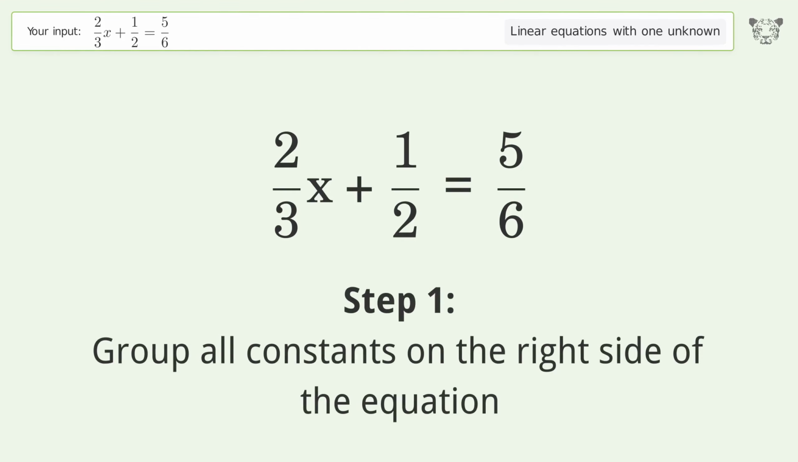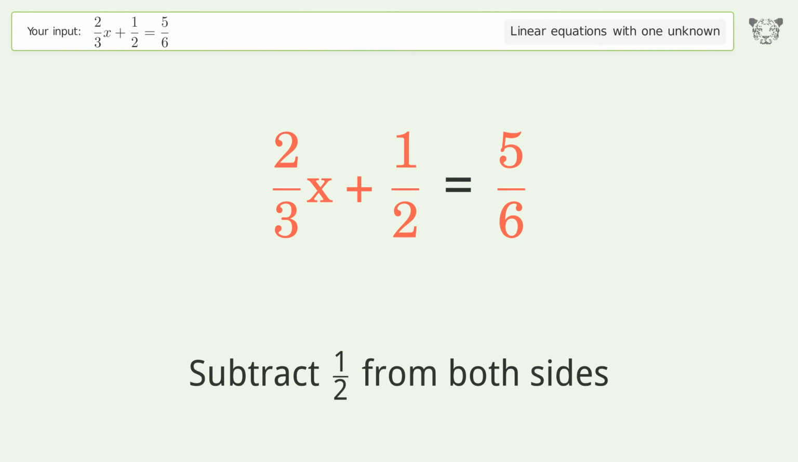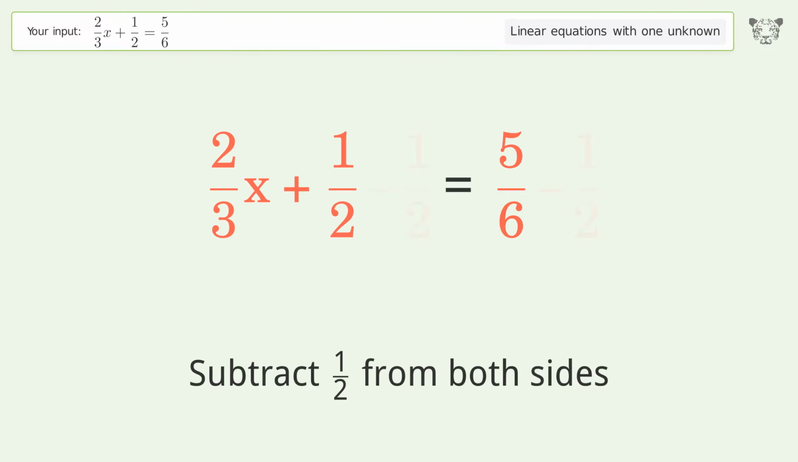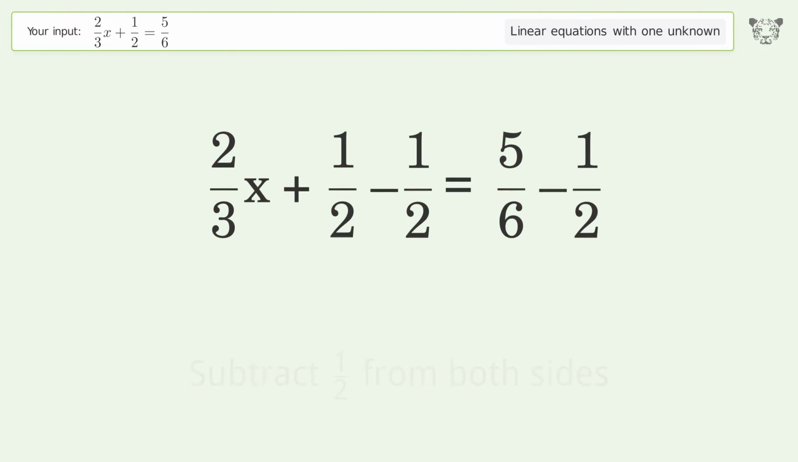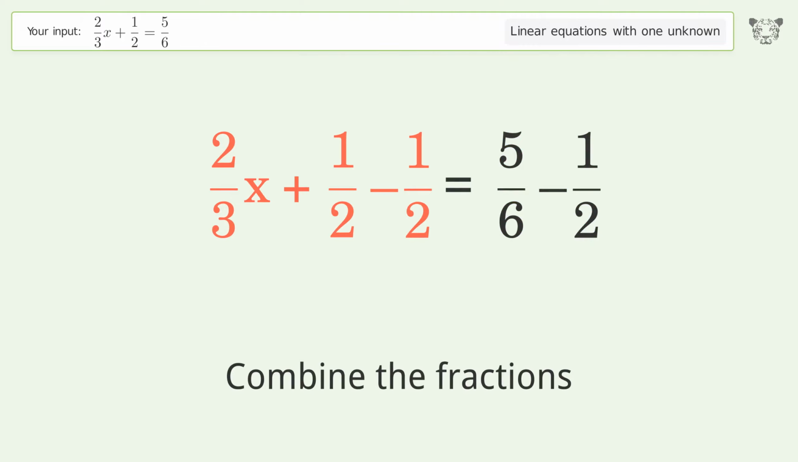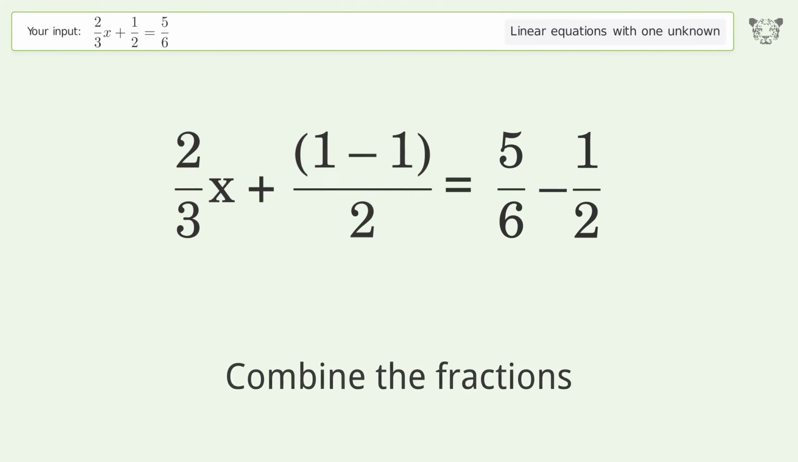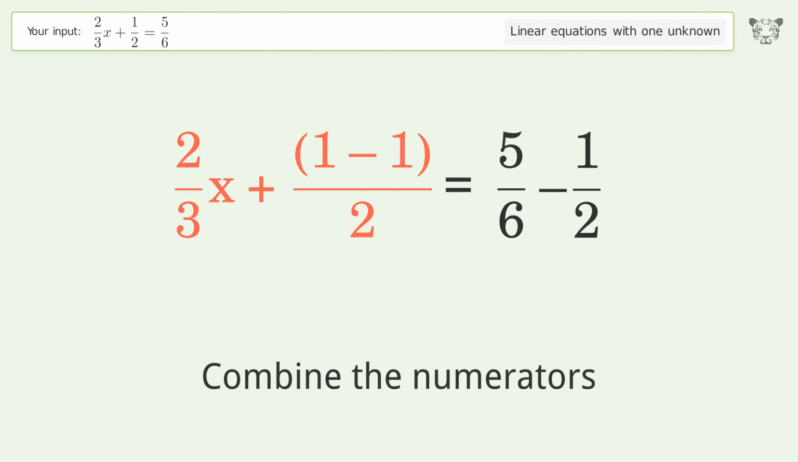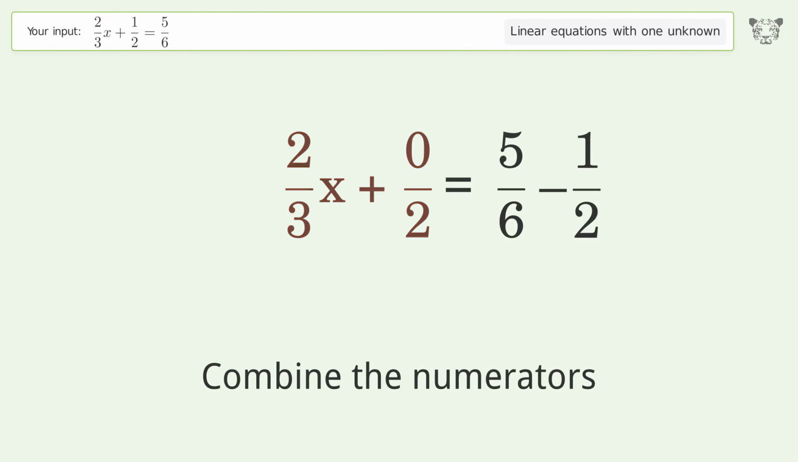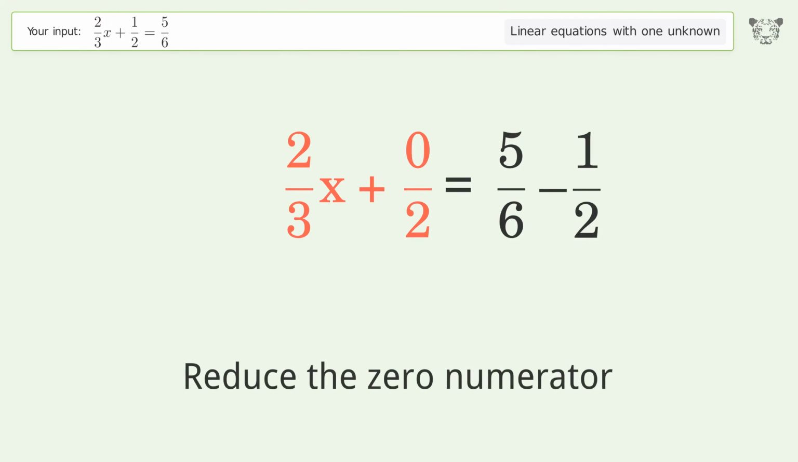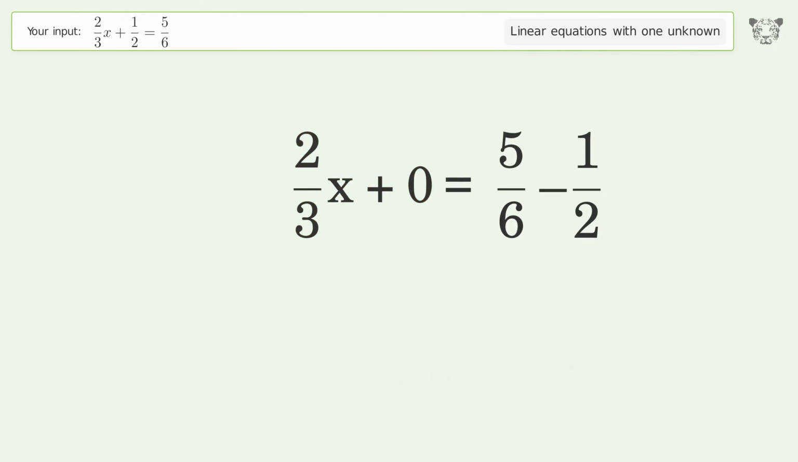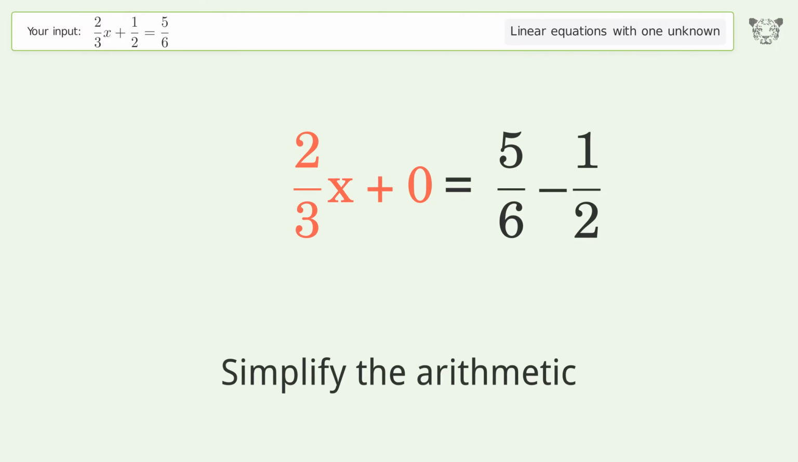Group all constants on the right side of the equation. Subtract 1 over 2 from both sides. Combine the fractions. Combine the numerators. Reduce the zero numerator. Simplify the arithmetic.